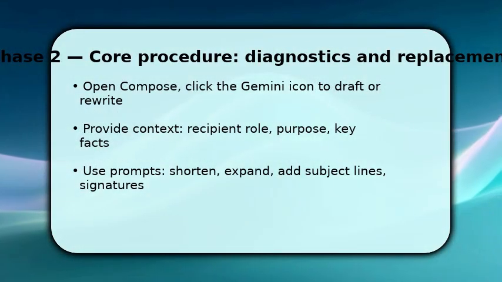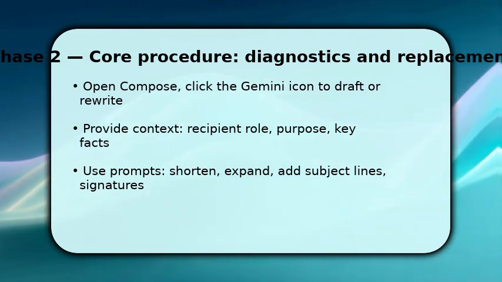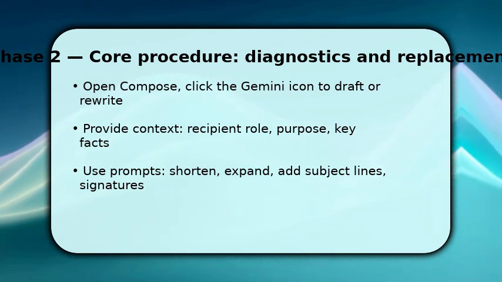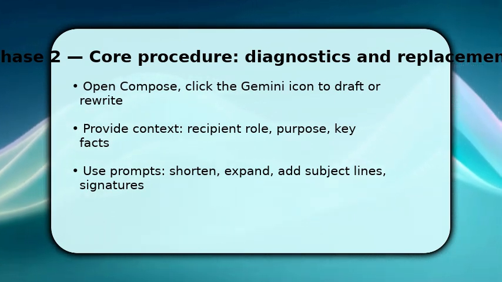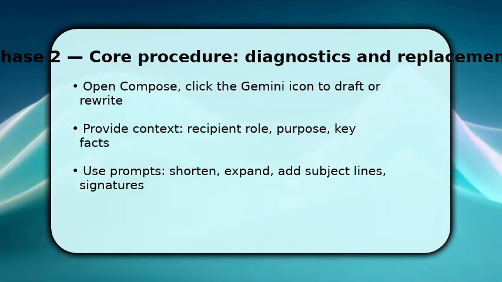You now use Gemini inside the Compose window. Click the Gemini icon to draft, rewrite, or brainstorm subject lines. Provide context like recipient role, goal, and key facts so output is accurate. Make sure to review and edit suggestions. Gemini speeds drafting but can misinterpret nuance.